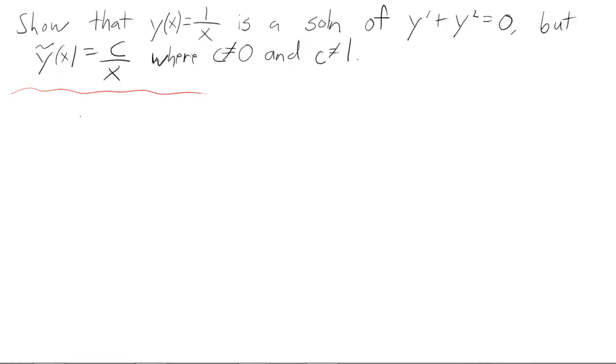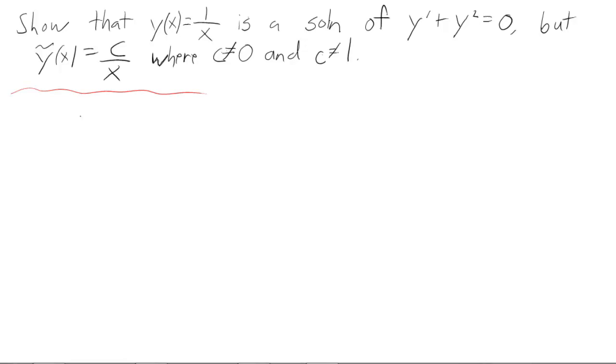Here we'd like to show that y of x equal to 1 over x is a solution of the nonlinear first-order differential equation y prime plus y squared equals 0. So this isn't too bad at all. Let's go ahead and just plug it in and see if it satisfies it.